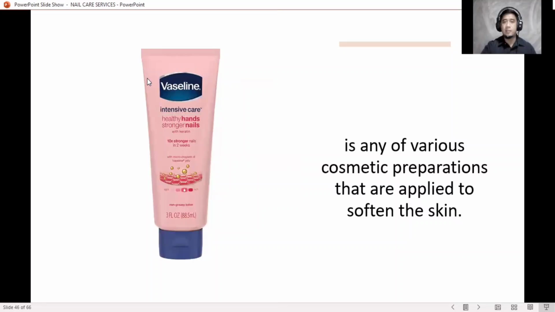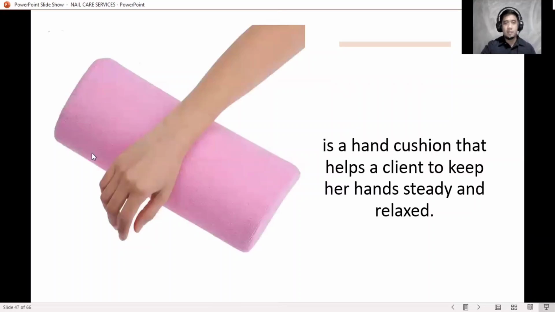The next one is this one. Okay, it's any of various cosmetic preparations that are applied to soften the skin. It's not just Vaseline, we have different kinds of lotion. Okay, so what is the purpose of that? To soften our skin. So for example, our arms, which is also part of our hand, and sa nails din natin nakaka-affect.